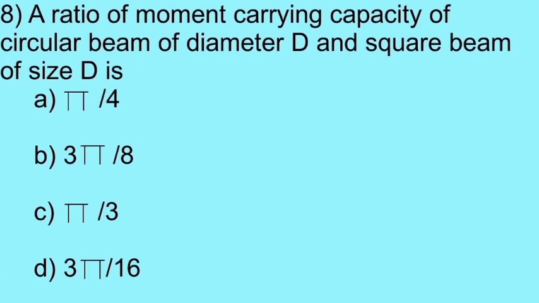Next question. A ratio of moment carrying capacity of a circular beam of diameter d and square beam of size d is option A pi by 4, option B 3 pi by 8, option C pi by 3 and option D 3 pi by 16. And the answer is option D 3 pi by 16. The ratio of moment carrying capacity of a circular beam of diameter d and square beam of size d is 3 pi by 16.